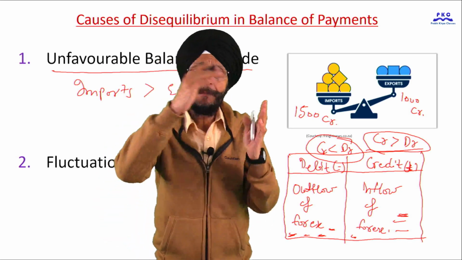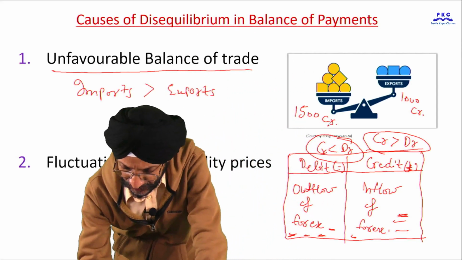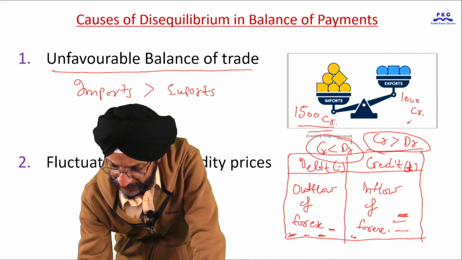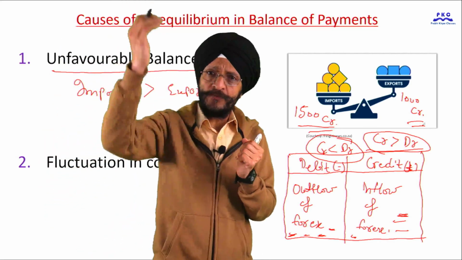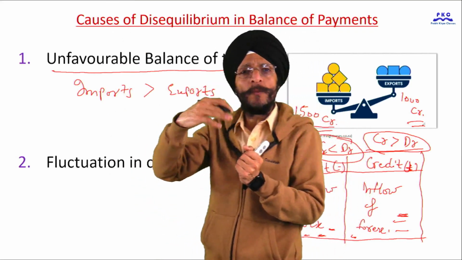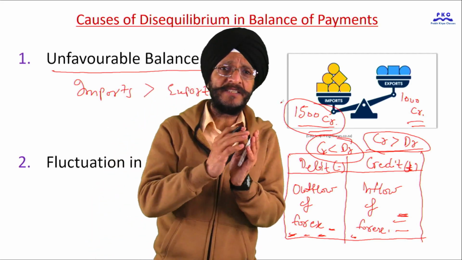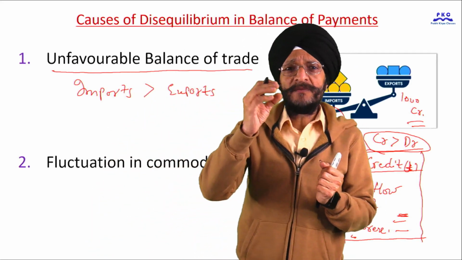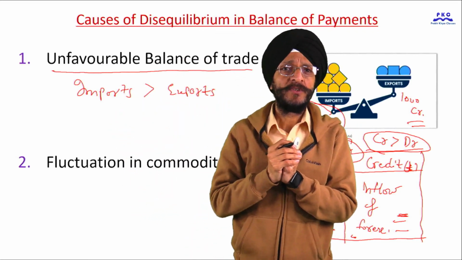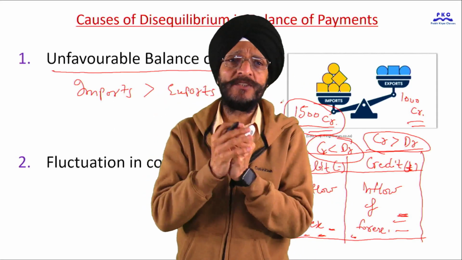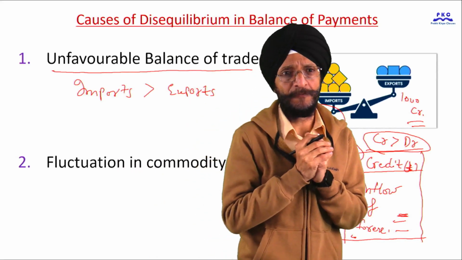When imports are more than exports, it means that in this example we are receiving only 1,000 crores of foreign exchange, whereas we will have to make the payment of 1,500 crores. That is, imports are 500 crores more as compared to exports. So there is disequilibrium of balance of payments. We will have to make the payment to the rest of the world.